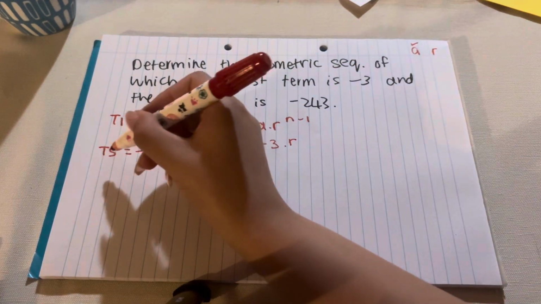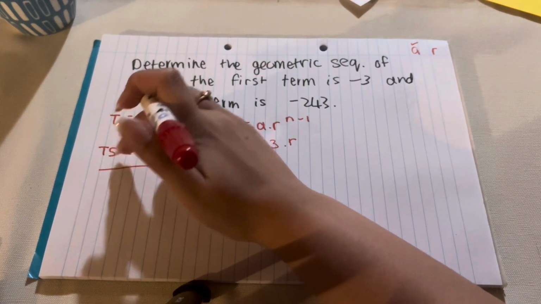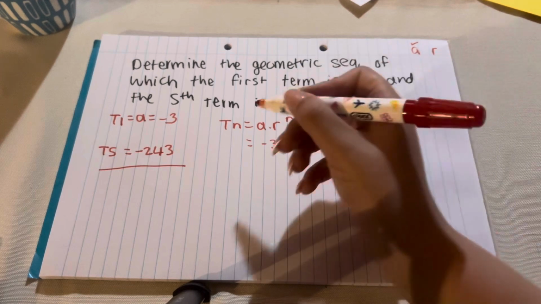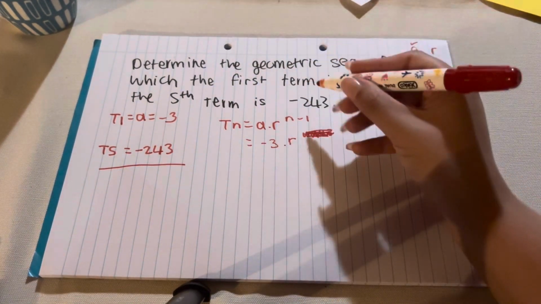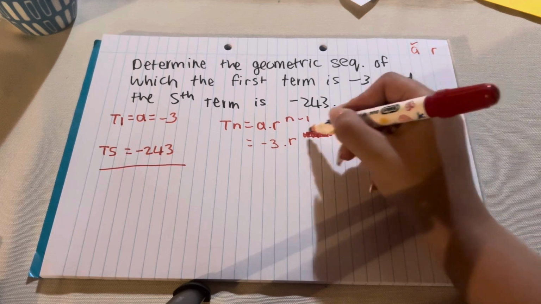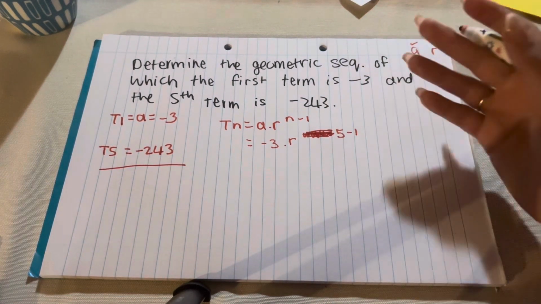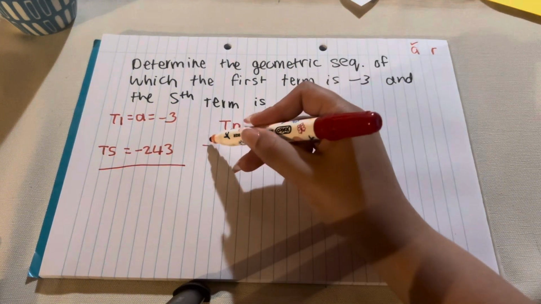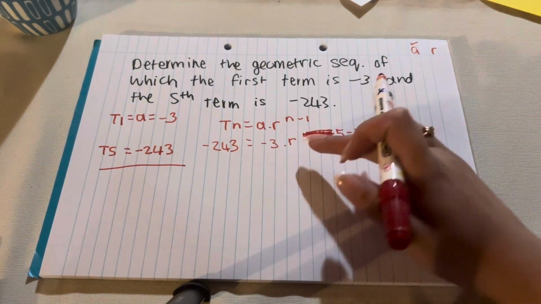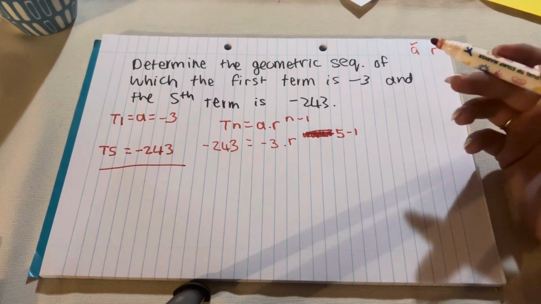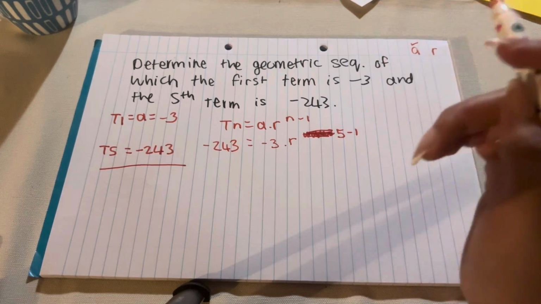But I know this. 5 is an input and this is an output. So where I see n, I'm going to plug in 5. So that is going to be 5 minus 1. And the output to this is the -243. And you can clearly see that R is the only thing we don't know the value of. So we're going to solve that. So I'm going to divide on both sides to eliminate that.